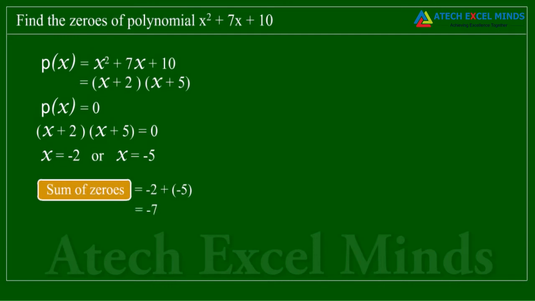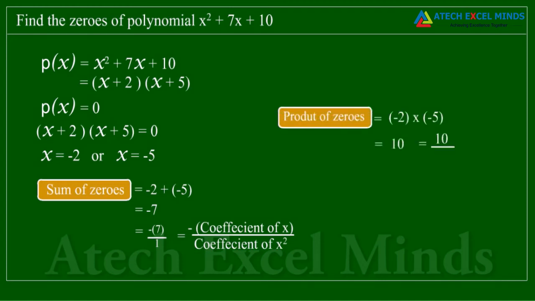Now, let's verify the relationship between zeros and coefficients. Sum of zeros is equal to minus 7 upon 1, which is equal to minus of coefficient of x upon coefficient of x square. Product of zeros is equal to 10 upon 1, which is equal to constant term upon coefficient of x square.